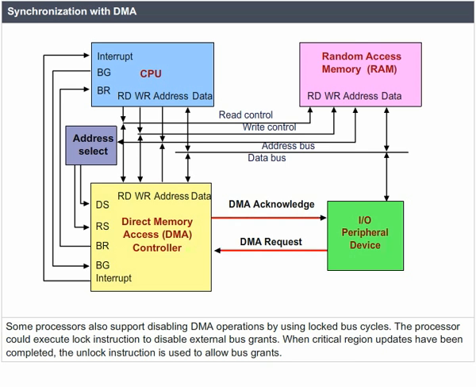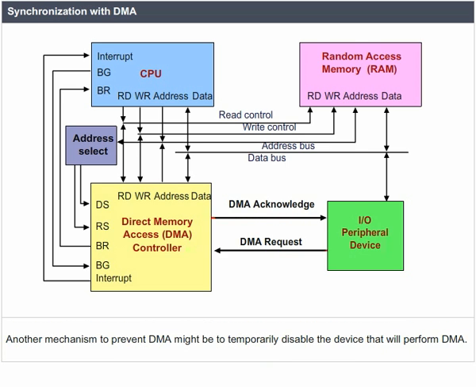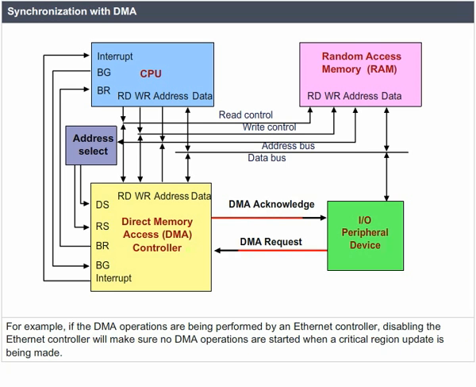Another mechanism to prevent DMA might be to temporarily disable the device that will perform DMA. For example, if the DMA operations are being performed by an Ethernet controller, disabling the Ethernet controller will make sure no DMA operations are started when a critical region update is being made.